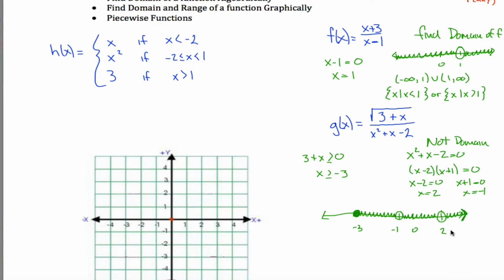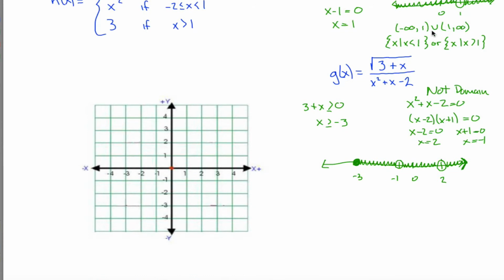So 3 different intervals. If I'm writing this in interval notation, I would say it's everything from negative 3 up to negative 1, including negative 3 because this circle is closed, but not including negative 1. Union, everything from negative 1 up to 2, not including either of those 2 endpoints because both the circles are open. And then union everything from 2 to infinity. Not including infinity because it's not a number, you never include infinities. That's how you'd write this in interval notation.